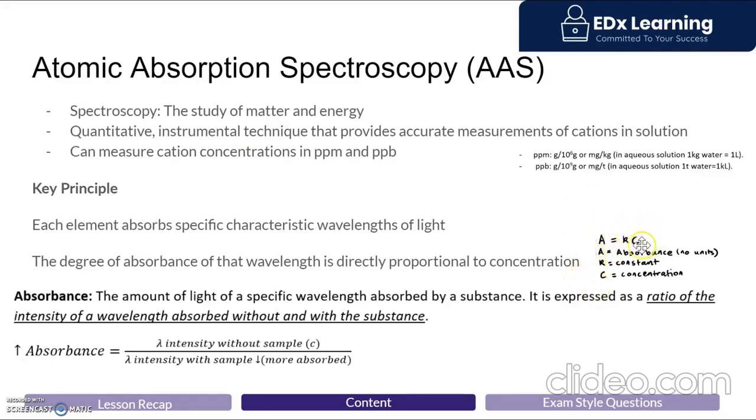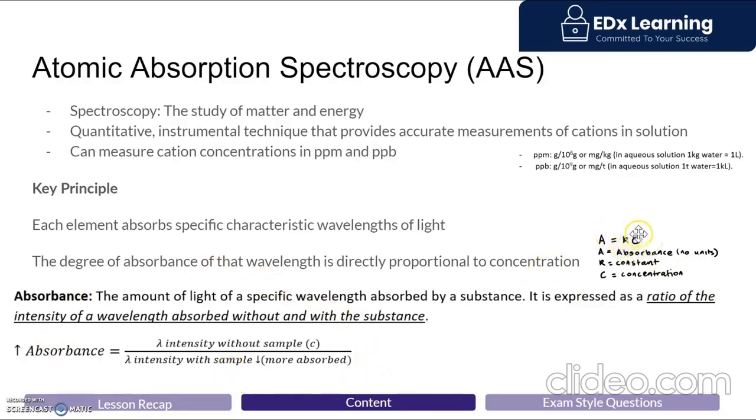It's summarized in the equation A equals Kc, where K is a constant, and hence when A increases, c also increases. This is a modified form of the Beer-Lambert equation, which is used with colorimetry, UV-Vis spectrophotometry, and AAS. So here's a final equation to highlight the relationship between absorbance and concentration.